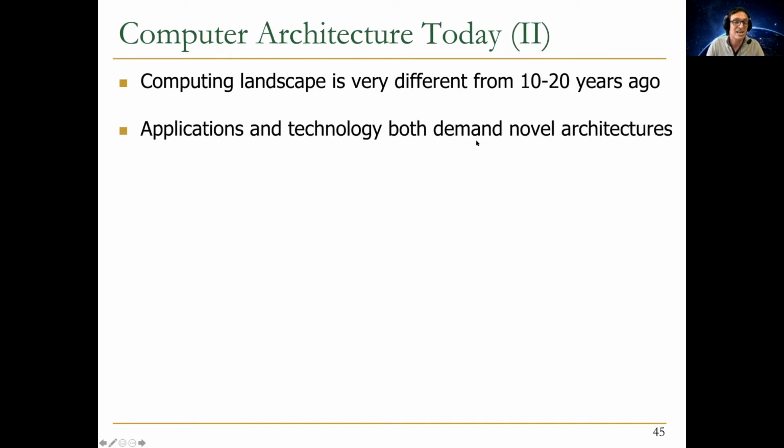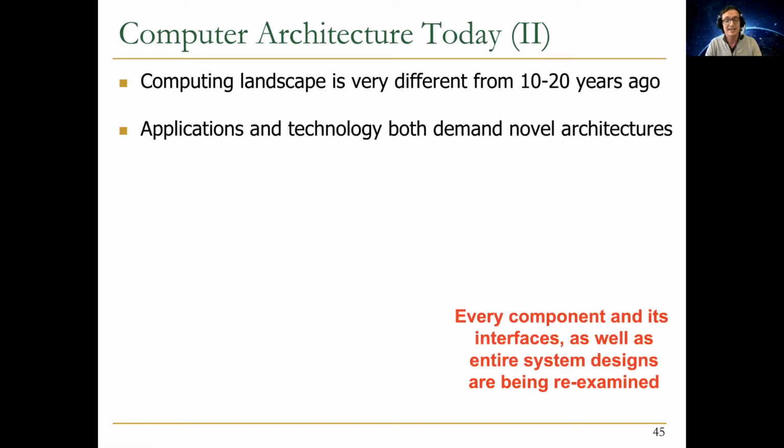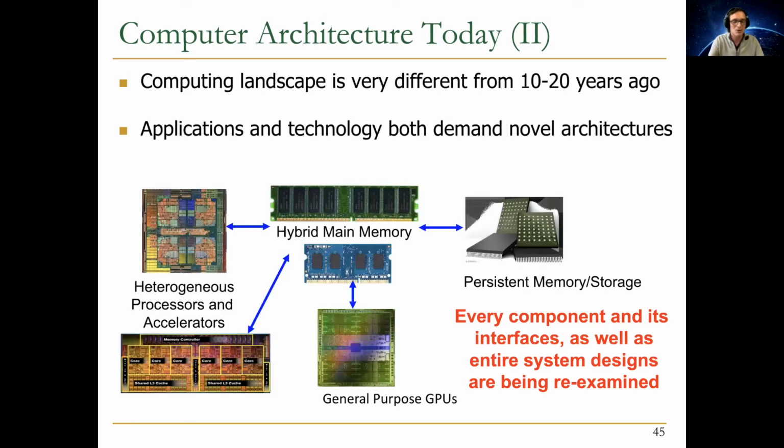Today, both applications and technology demand novel architectures, and designs are actually responding to them. Basically, today, every component and its interfaces, as well as entire system designs, are being re-examined. And I hope to show you some examples of this. And these are some components. We have heterogeneous processors and accelerators, many processor accelerators. We have hybrid memories, hybrid storage, persistent memory and storage, GPUs, AI and ML accelerators. Some of the things actually don't exist in this picture clearly, but they exist in architecture.